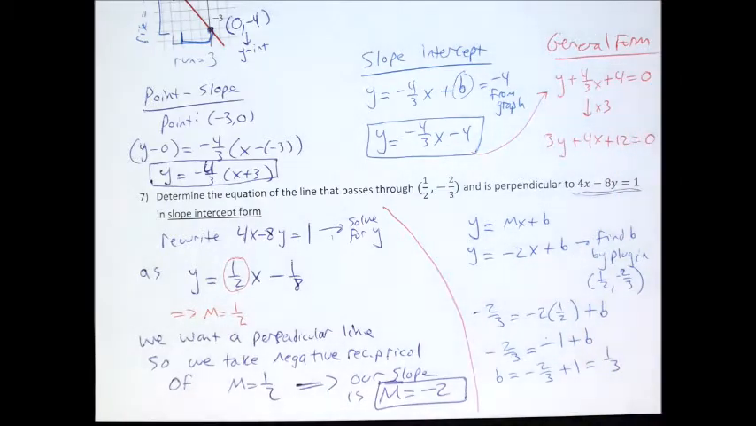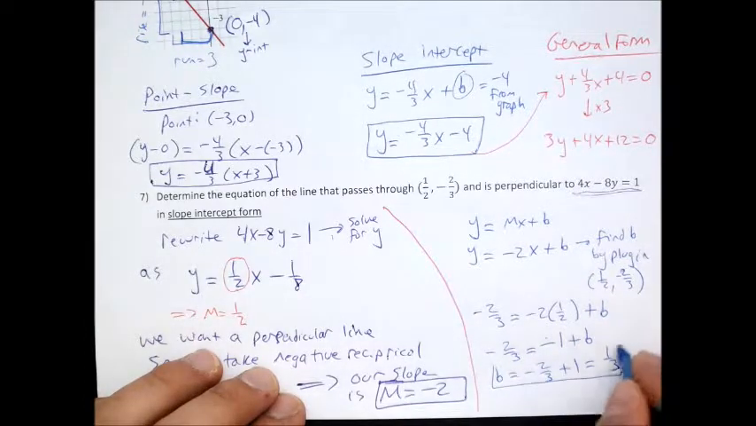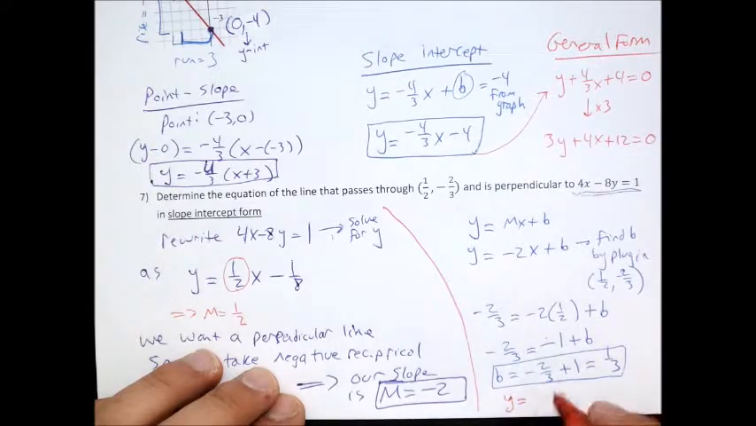And so then we have our slope, we have our intercept of 1/3, and so our final answer then is y equals minus 2x plus 1/3.